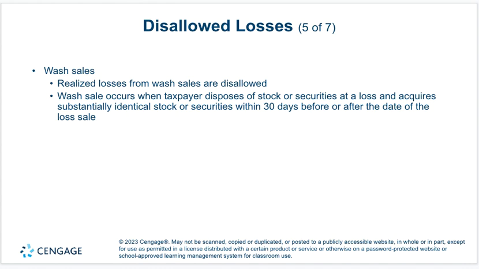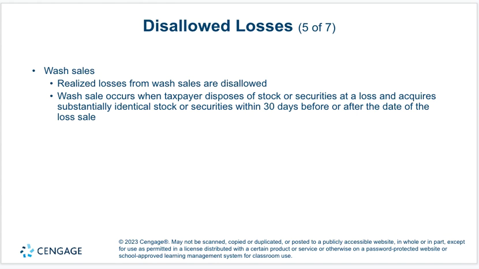Wash sales. If a wash sale occurs, any realized loss from the wash sale is disallowed. And so what exactly is a wash sale? A wash sale occurs when the taxpayer disposes of stock or securities at a loss and acquires substantially identical stock or securities within 30 days before or after the date of the loss sale.